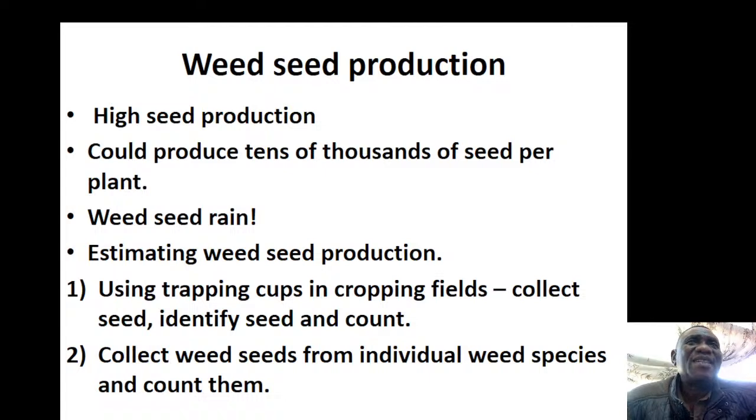You can see I'm just repeating what Becker suggested. High seed production could mean tens of thousands of seeds per plant, which you may refer to as weed seed rain. We may estimate weed seed production under field conditions using traps in cropping fields, which can be used to collect seed, identify seed, and count them. Or you can collect weed seeds from individual weed species and count them.